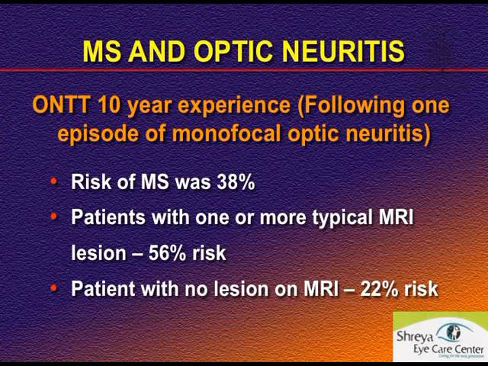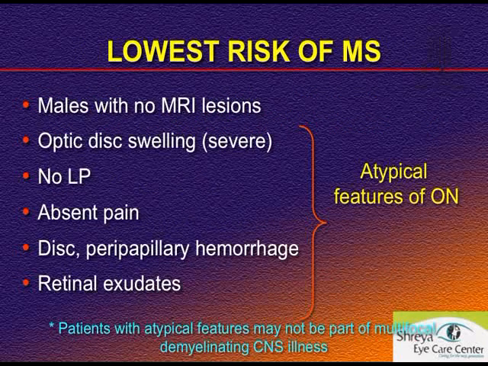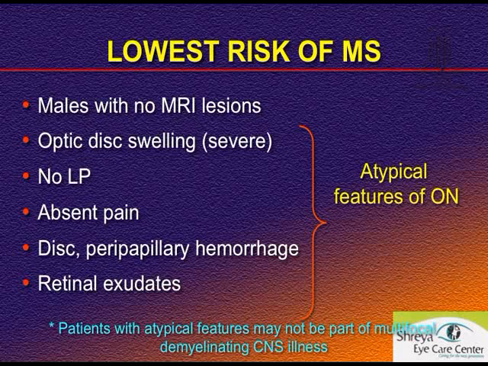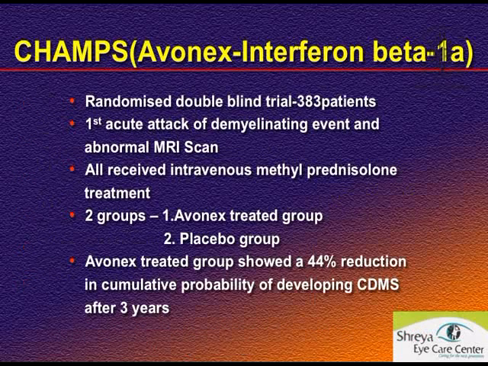The risk of MS was 38% in patients with no MRI lesions, but when there were 1 or more typical MRI lesions, the risk was 56% on a 10-year follow-up study of the optic neuritis treatment trial group patients. So it means that patients who have MRI abnormalities with an optic neuritis attack, you need to really think about whether you should treat them in the long term with interferon therapy, which has been recommended nowadays for high risk multiple sclerosis study group patients where you have 2 or more abnormalities on the MRI with an optic neuritis attack.